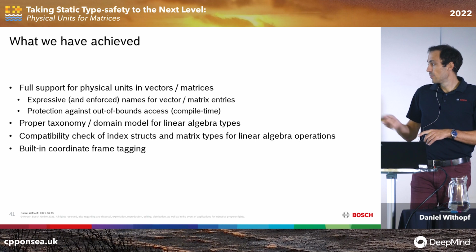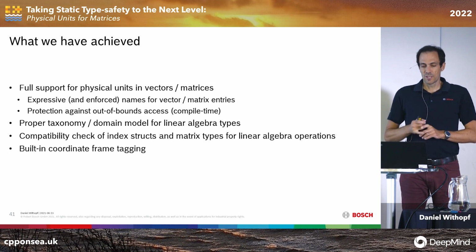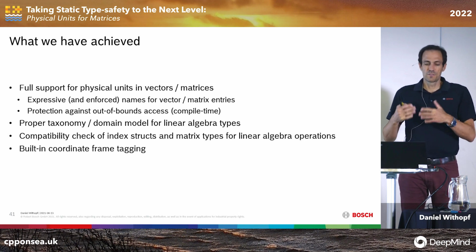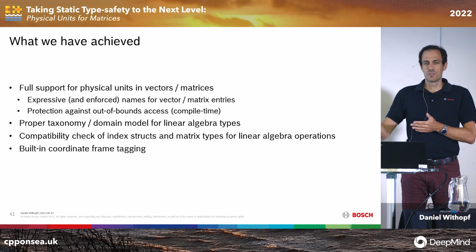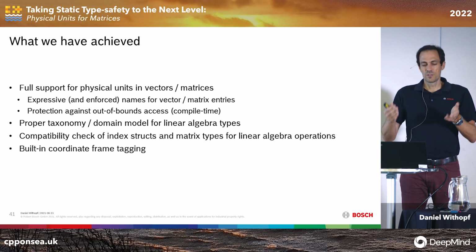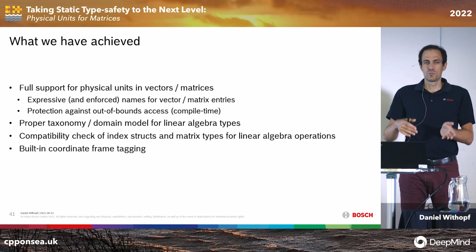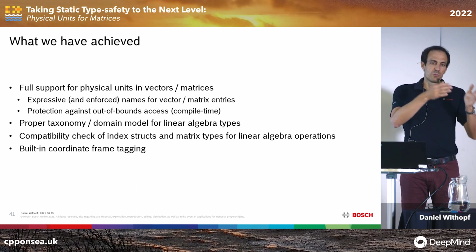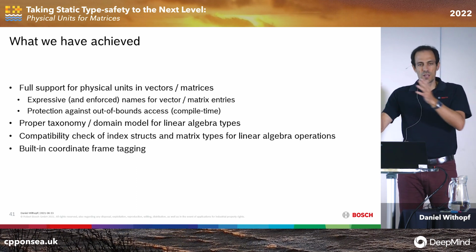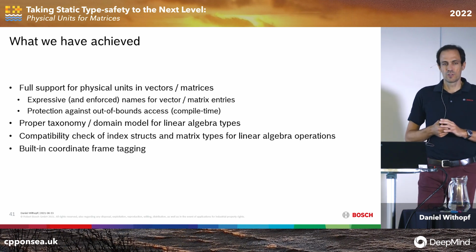And we've also achieved our built-in coordinate frame tagging. I couldn't show that today because I only have 1 hour, but I also have types that can transform between different coordinate frames. So isometries, for example, which consist of rotation and translation. And then you can also check that a vector in vehicle frame can only be transformed to sensor frame by an isometry, which goes from vehicle frame to sensor frame. So you also have a check for your transformation order that this is correct.